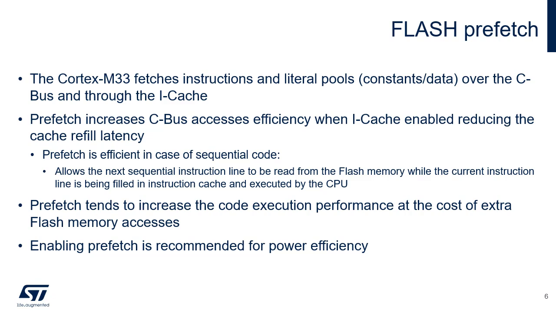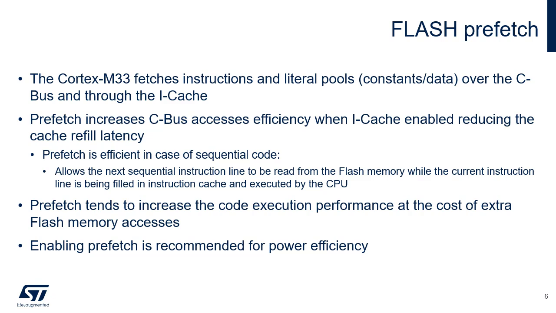The Cortex-M33 fetches instructions and literal pool constants over the C-bus and through the instruction cache if it's enabled. The prefetch block increases the efficiency of C-bus accesses when the instruction cache is enabled by reducing the cache refill latency. Prefetch is efficient in the case of sequential code.